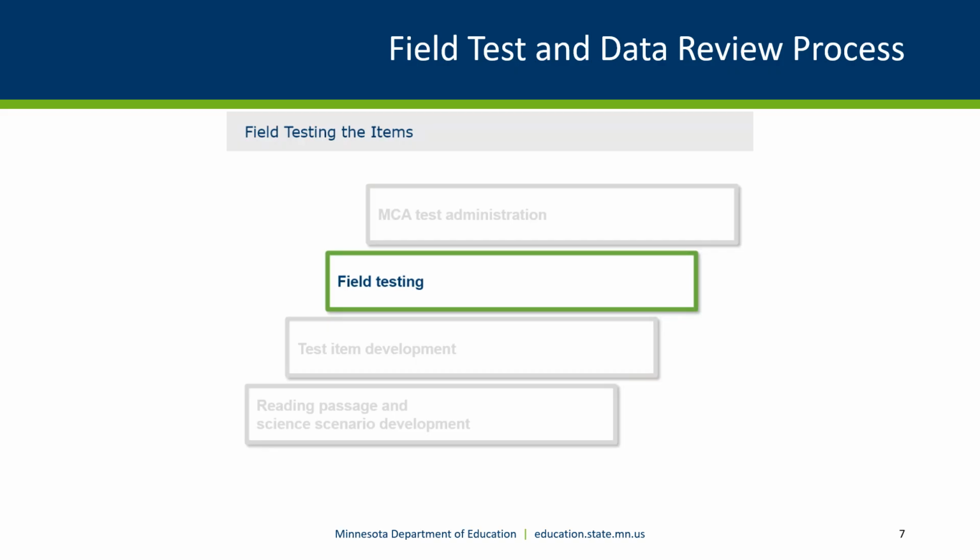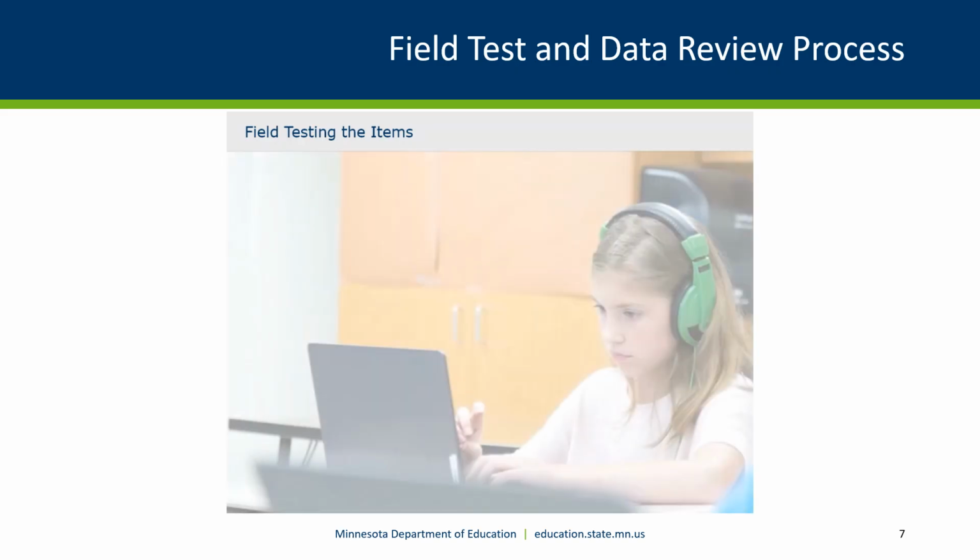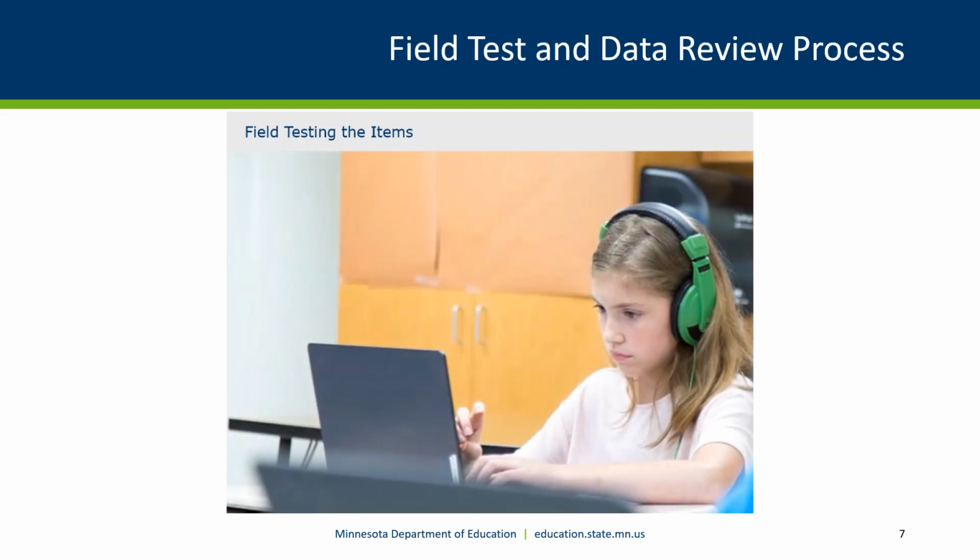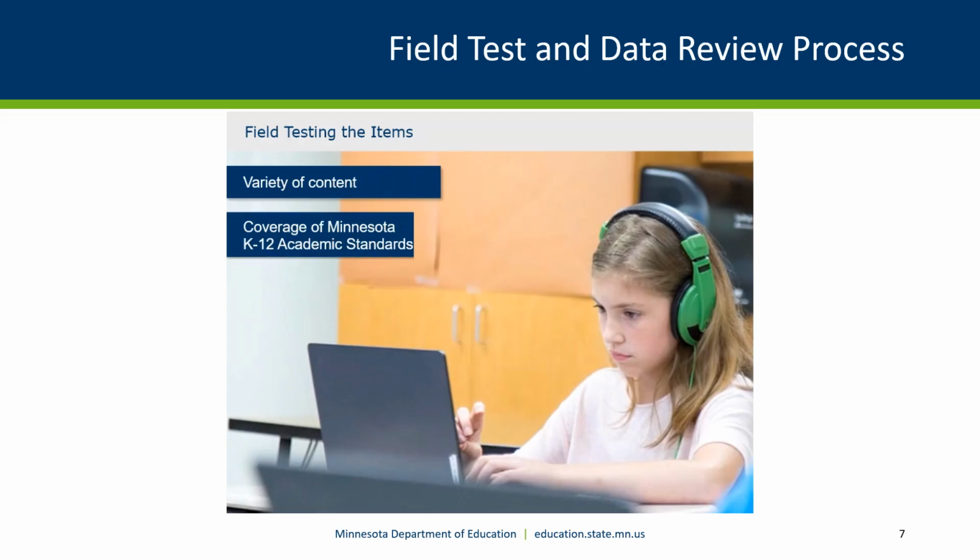The next stage in the test item development process is field testing. From the test items approved by the new item review and community member review committees, MDE selects certain items for field testing. Items are selected based on their desirable characteristics, including content, necessary coverage of the Minnesota K-12 academic standards, and avoidance of cueing answers to other items. The purpose of field testing items is to gather data on how the items perform. Field test items are embedded within the MCA and are not included in student scores.